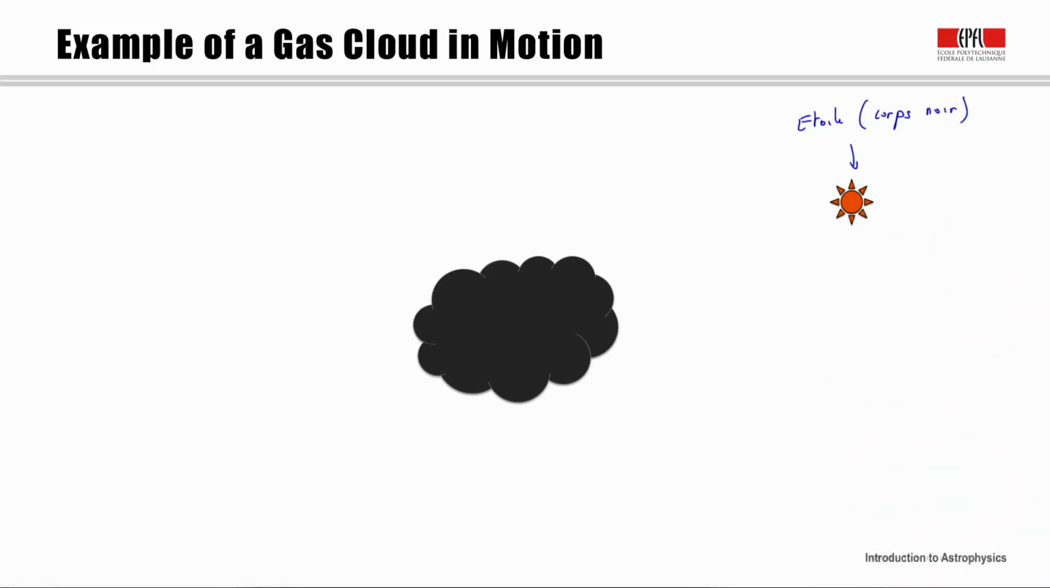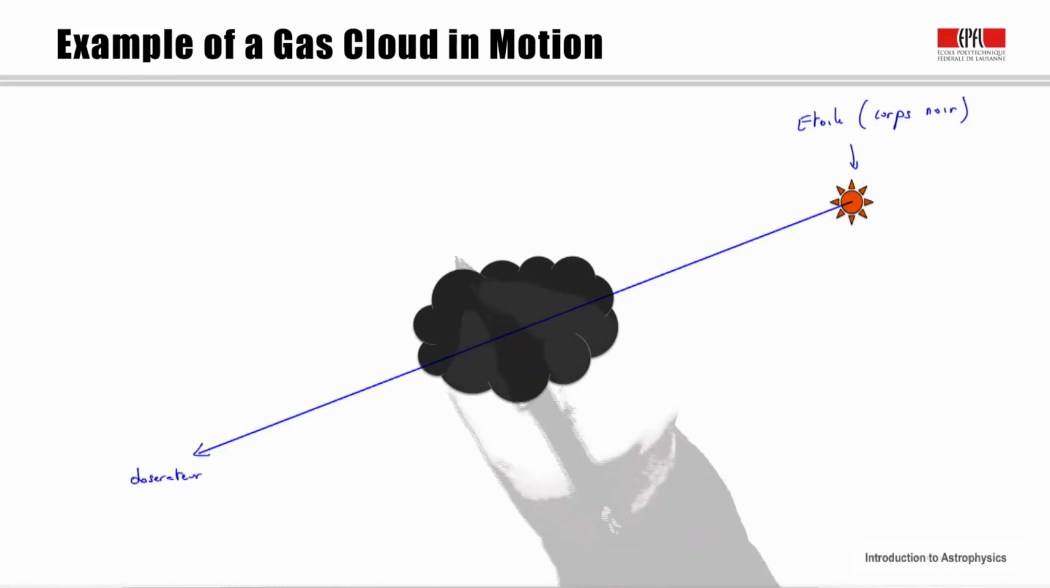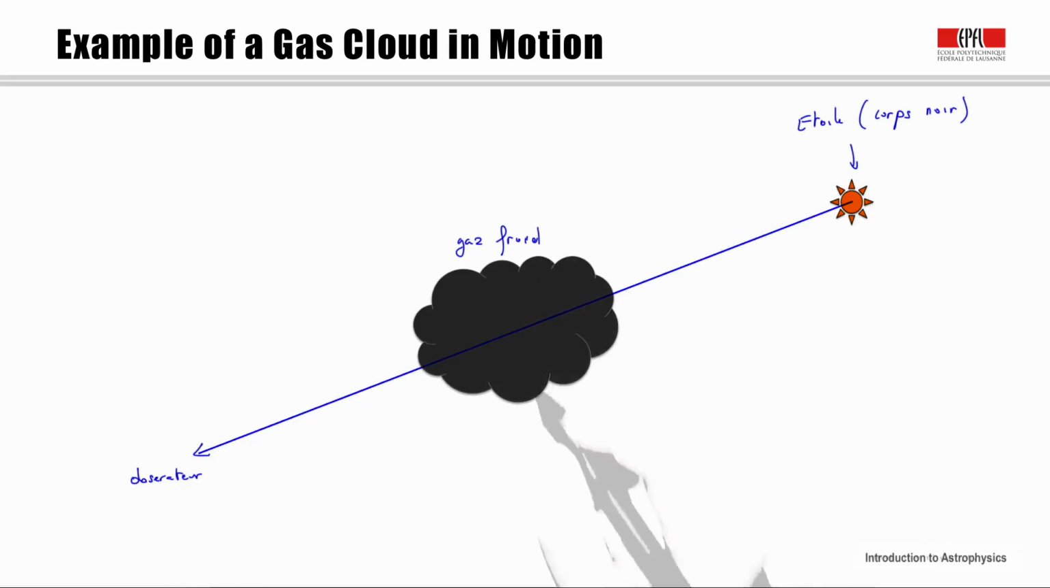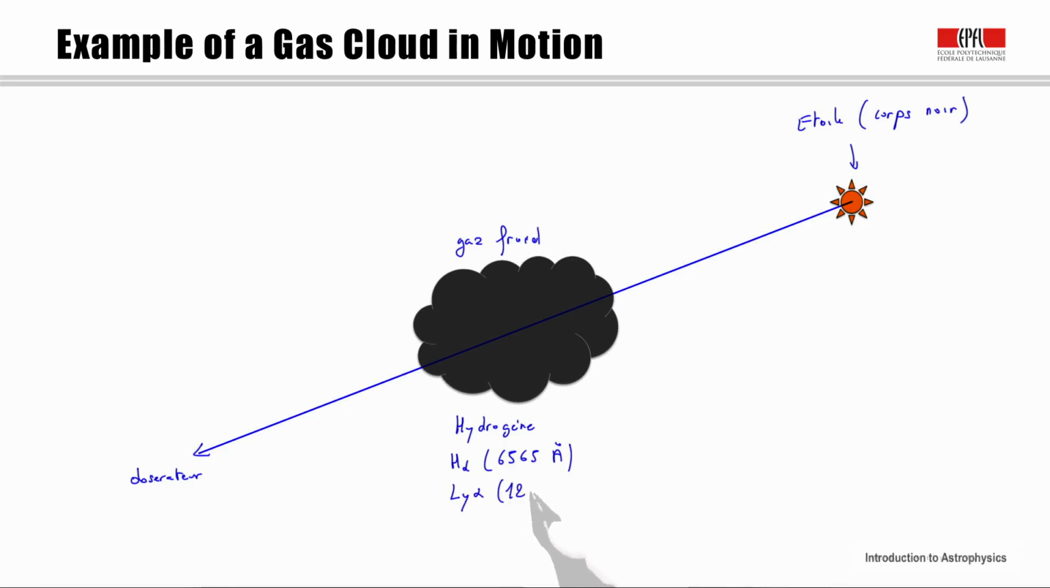The light of the star passes through the cloud composed of cold gas and propagates towards the observer. The cloud of cold gas contains atoms, for example, hydrogen, but it can also include other atoms. We can have, for example, the line H alpha that we have just seen, with the wavelength 6,560 angstrom. So the optical line, or the line of Lyman series, Lyman alpha, at 1,216 angstrom.